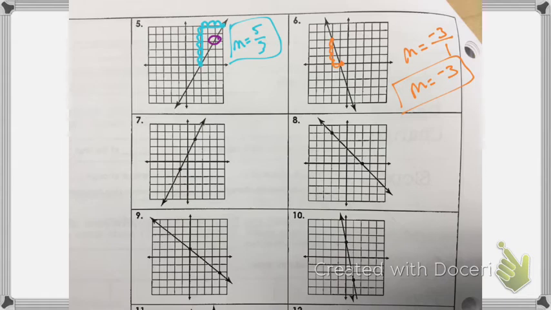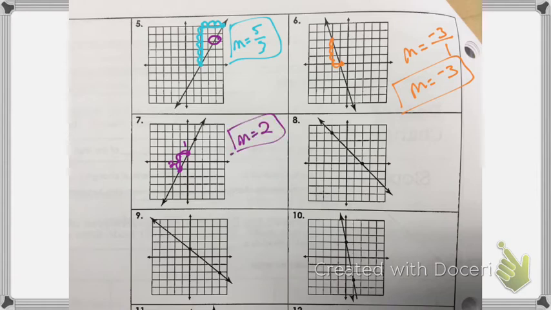So some answers I'm seeing for number 7. I'm seeing 2, 2 over 1, 4 over 3, 4 over 2. All right, let's take a look. So I am going to use this point and this point. You could use the other point and you still get the same answer. But if I go rise and run, up 2, right 1, I get a slope of 2.